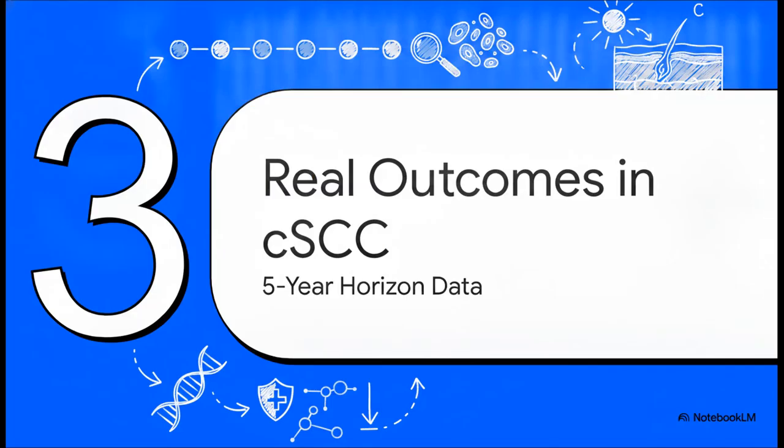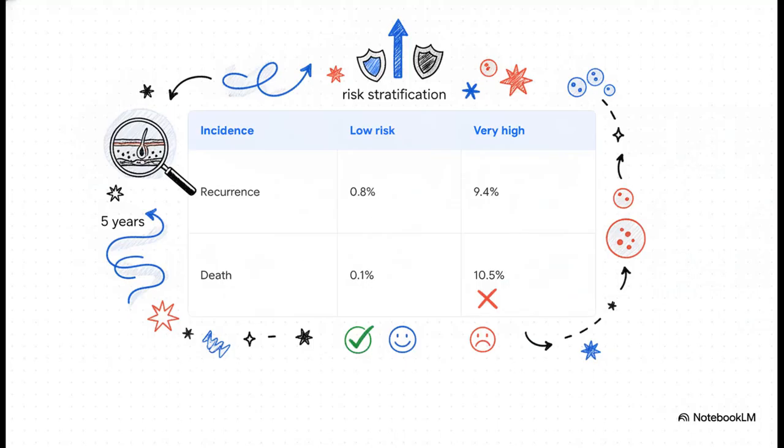Section 3. Real outcomes in CSCC. So how do these risk labels actually play out over time? We're going to look specifically at a 5-year horizon for cutaneous squamous cell carcinoma, looking at low-risk versus very high-risk categories. Now, this data comes from a retrospective observational cohort of 10,196 patients. Let me be absolutely clear, we cannot generalize these numbers to every skin cancer. But look at the sheer difference here.